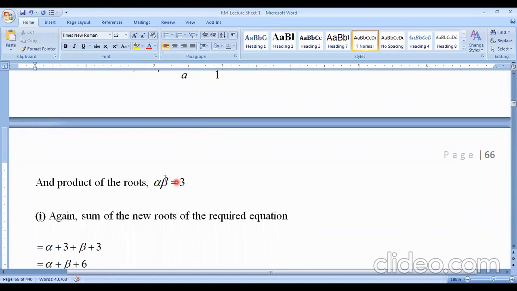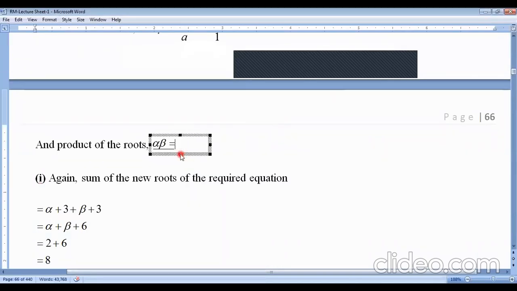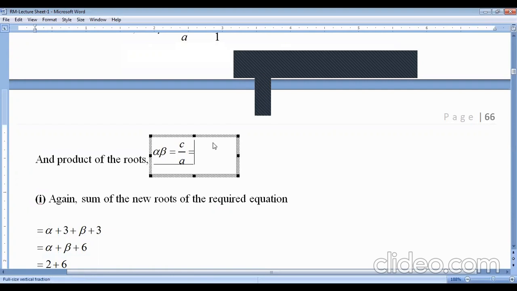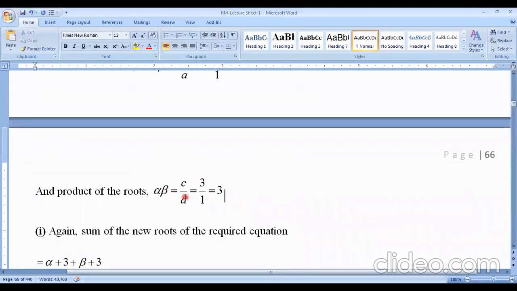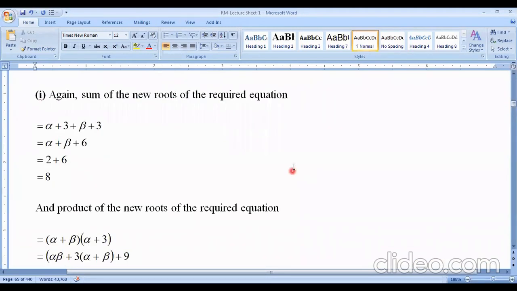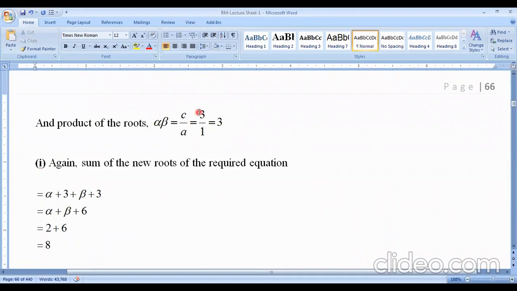So product of the roots will be c by a. This equals 3 by 1, which is 3. So product of the roots, c by a, equals 3. C means the constant term, and a means the coefficient of x square.